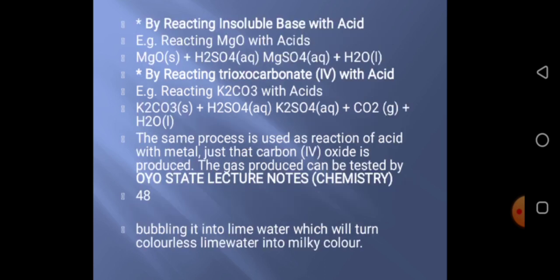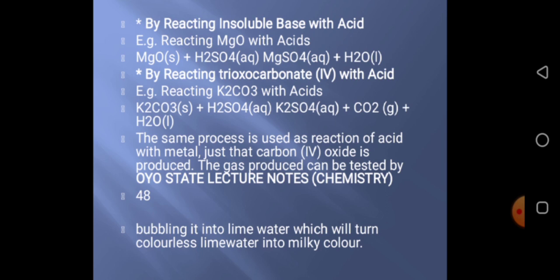Next, by reacting an insoluble base with acid. In our previous lesson, we have seen soluble and insoluble bases. So, reacting magnesium oxide with acid. Magnesium oxide is an insoluble base. So when we react it with acid, it will give magnesium sulfate and water. We can also obtain our clear solution of magnesium sulfate by evaporating the solution to let the water escape.